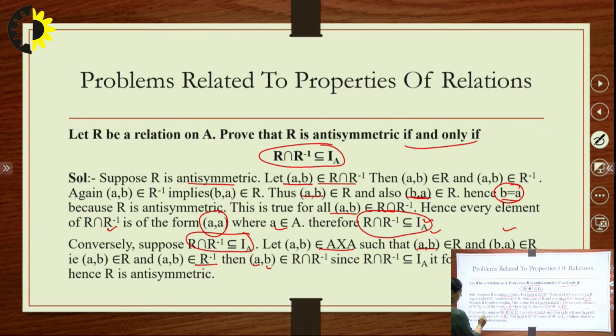See, (a, b) is present in R, and (a, b) is present in R inverse. So (a, b) is present in both, we can write R intersection R inverse. Since we have assumed that R intersection R inverse is a subset of I_A, it follows that b is equal to a, because the identity relation contains the same element a and b is equal to a here. Hence, R is antisymmetric.